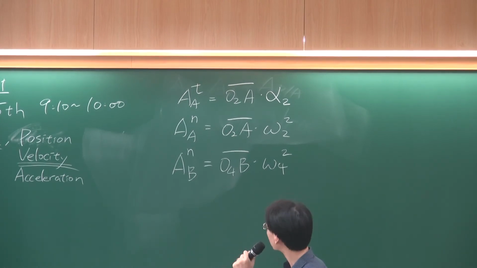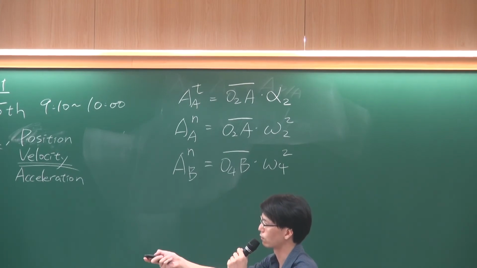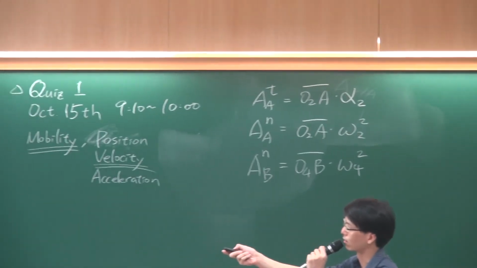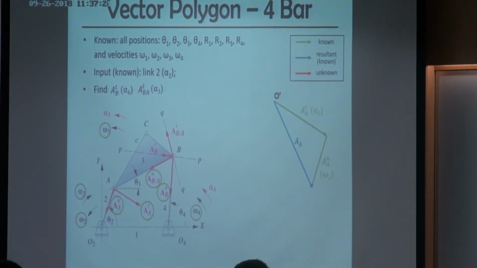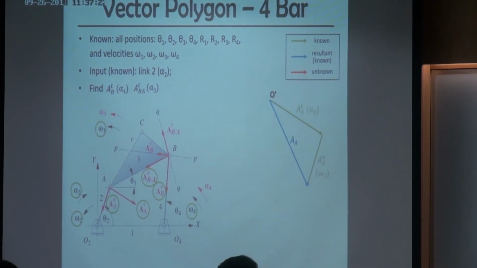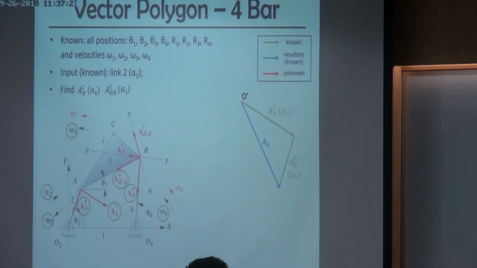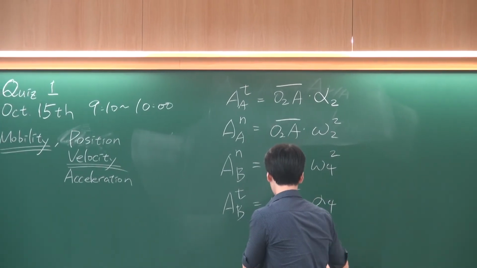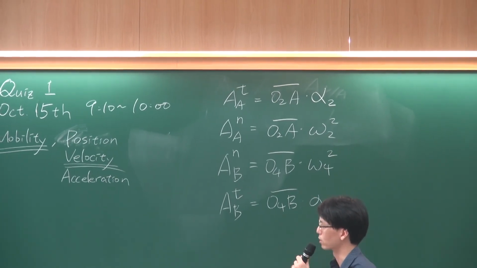B is on this point. Omega 4 is the angular velocity of this bar. And because we already assume we've done the velocity analysis, all the velocities are known. So this term should also be known. And the tangent component is what we are going to find in this analysis. Currently we don't know alpha 4, so we'll just leave it here.